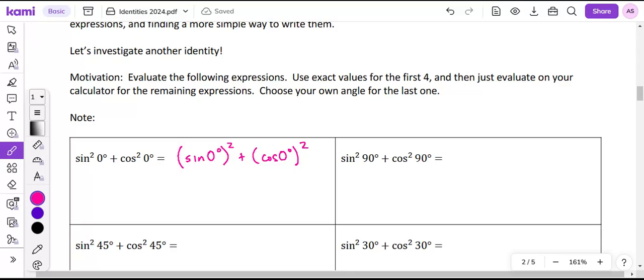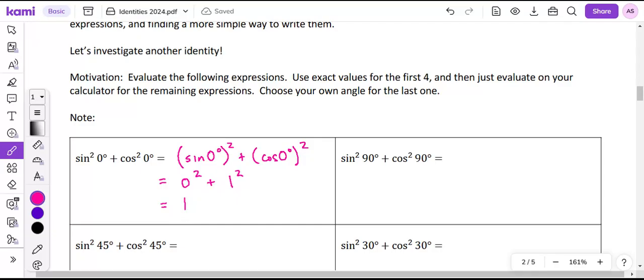Now you guys can use a calculator for this one, it's fine. But we probably can just do the exact value. Sine of 0 is 0. So 0 squared. Cosine of 0 is 1. And 0 squared is 0. 1 squared is 1. Would you guys agree that just equals 1? It equals 1.